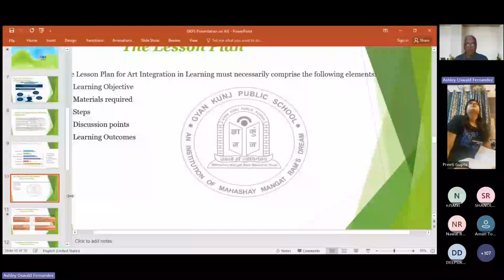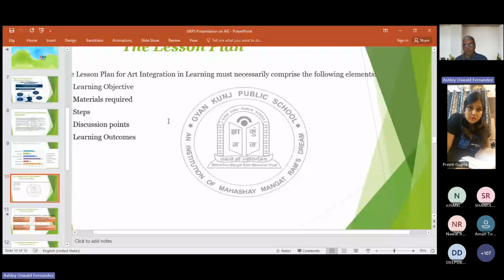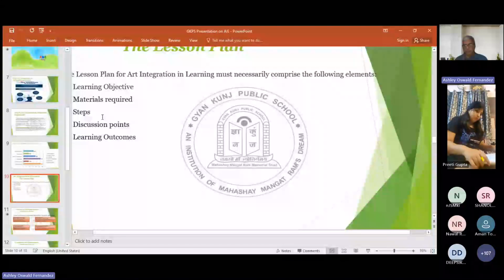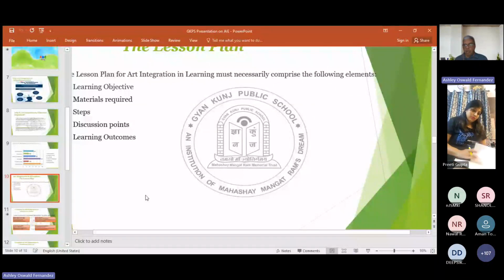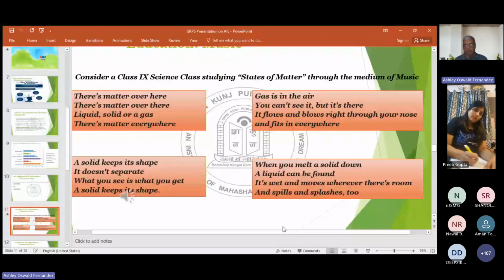What should a lesson plan look like? A lesson plan should look something like this: learning objective, materials required, steps, discussions, learning outcomes. Now, I'll take you to the next one. I'm not very sure again if you would be able to hear it, but I'll try my best.